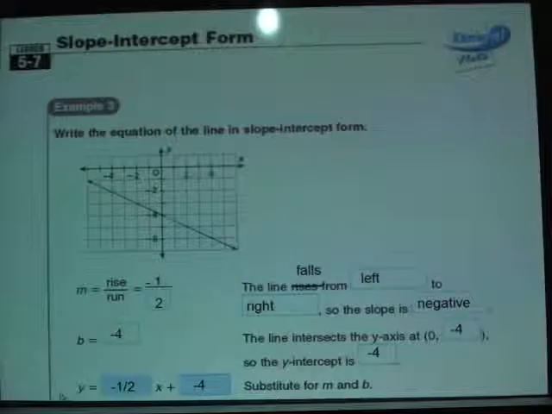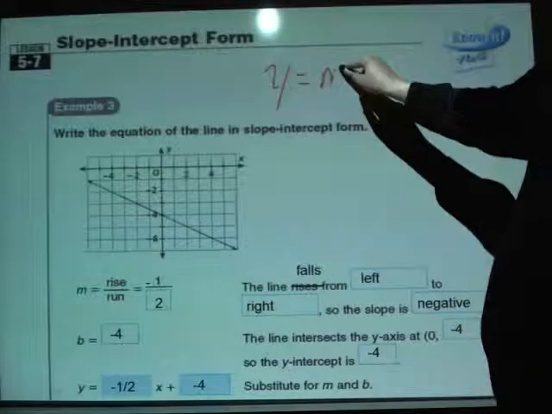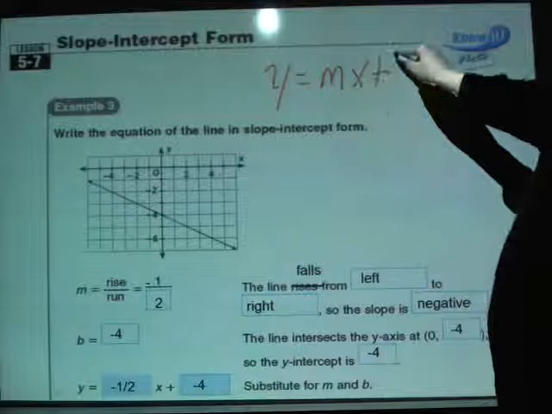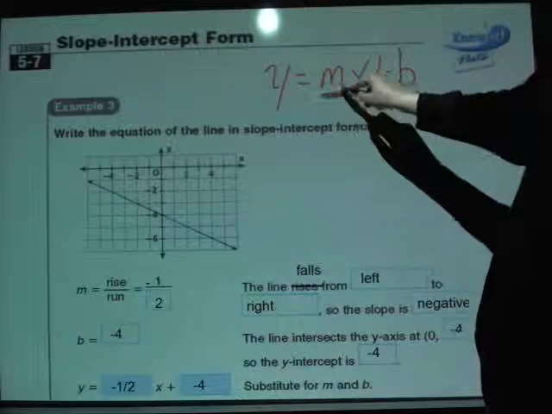All right, so let's take a look at this one here. Now it's asking me to write the equation of the line in slope-intercept form. So let me go ahead and write that general form up there for you one more time. Same one you just saw in the last example, y equals mx plus b. Again, the two things that are going to change into numbers are going to be the m and the b.